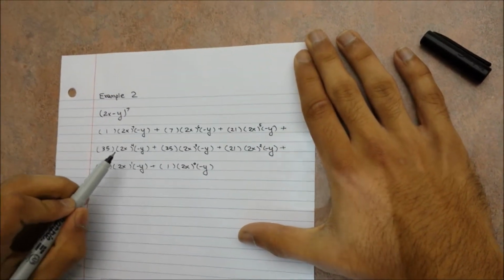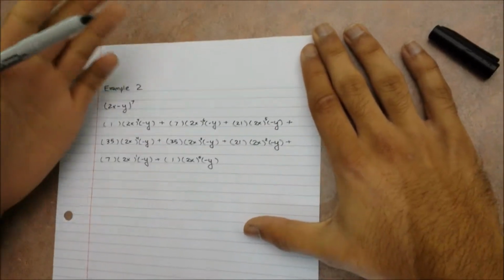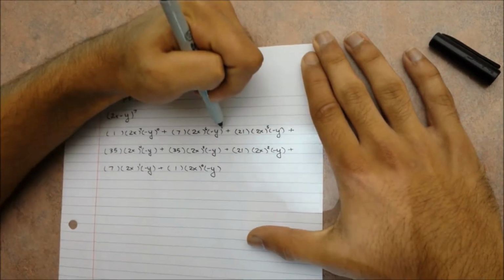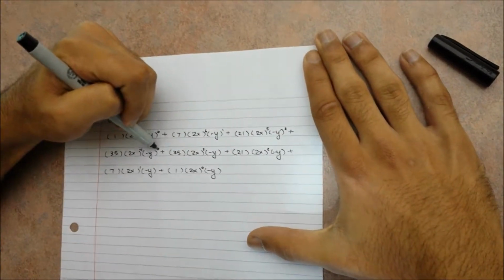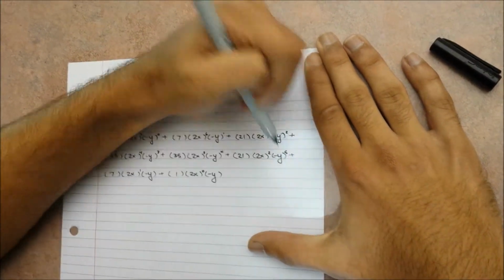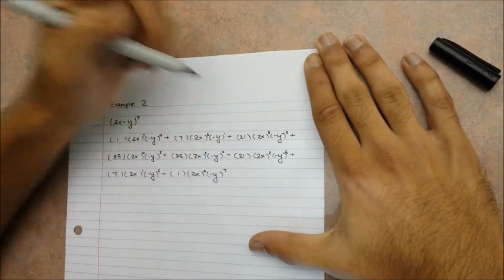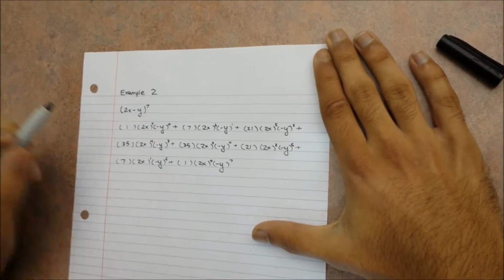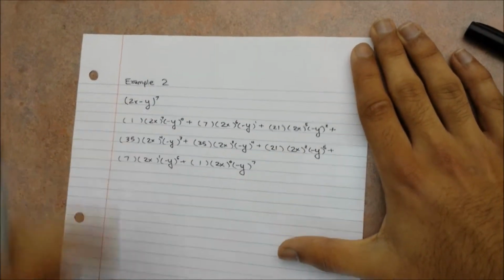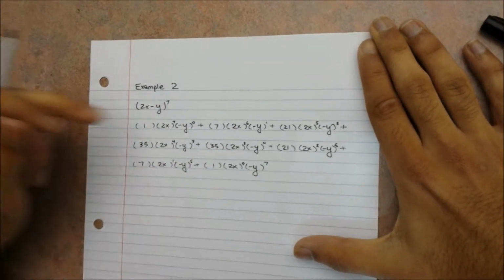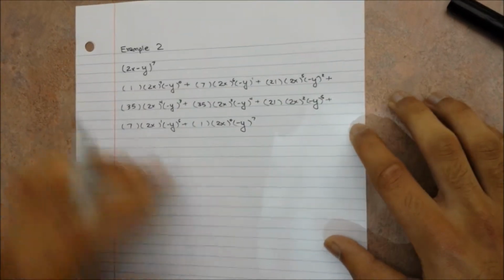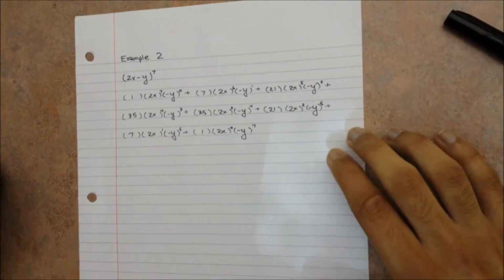On the other hand, we have the B term, whose exponent increases in value. So the first one will always be 0, and then 1, 2, 3, 4, 5, 6. If you guys notice, 7 plus 0 is 7, 6 plus 1 is 7, 5 plus 2 is 7, so all these powers add up to 7, which is the power that we're expanding to. And now all that's left is to do the multiplication and add it all out.